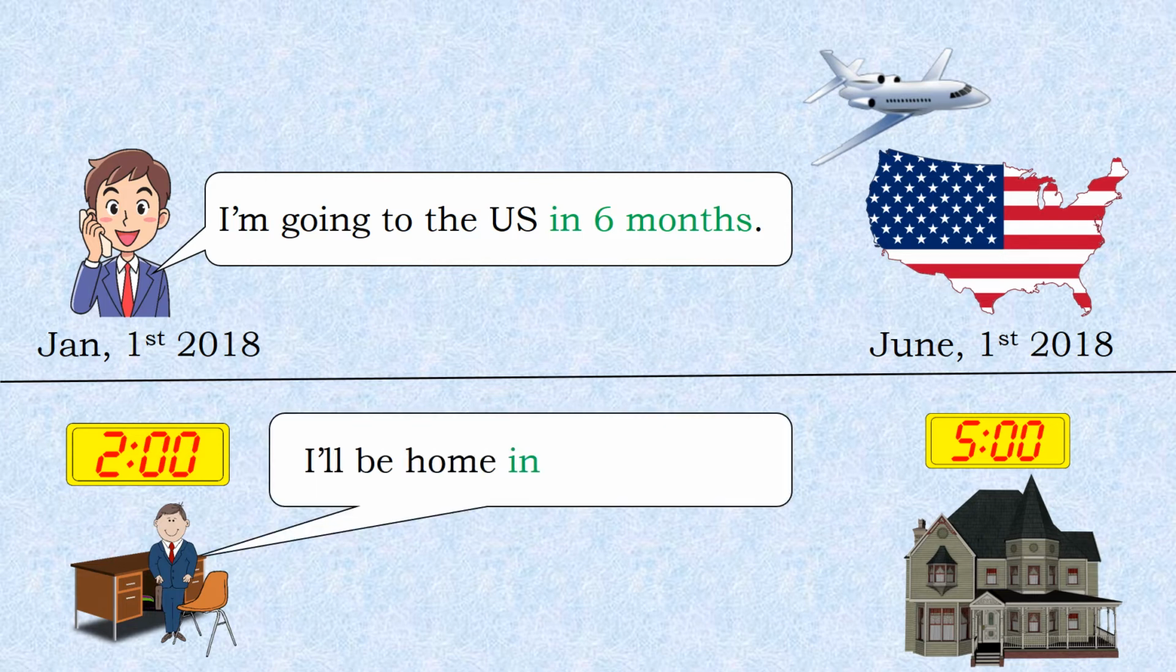"I'll be home in 3 hours." In this example, it's 2 o'clock. He'll be calling home and saying to somebody at home, "I'll be home in 3 hours." So at 5 o'clock, in 3 hours, he comes home.